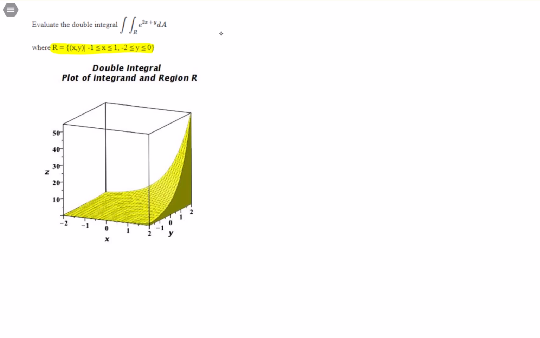So the integral that we're going to work through would be the double integral of e to the 2x plus y. And then instead of dA, we're going to change that into either dy dx or dx dy. And it doesn't really matter which we choose here because this is a rectangular region that we're integrating over, but I tend to go with dy dx unless I have a good reason to go the other way around.